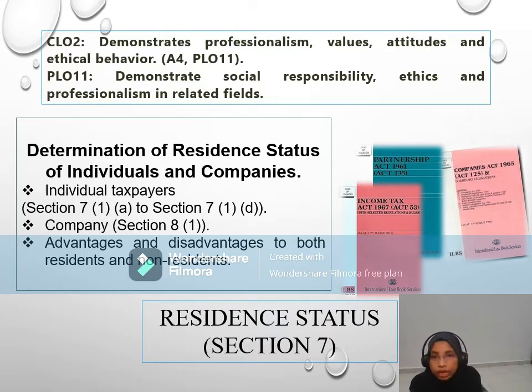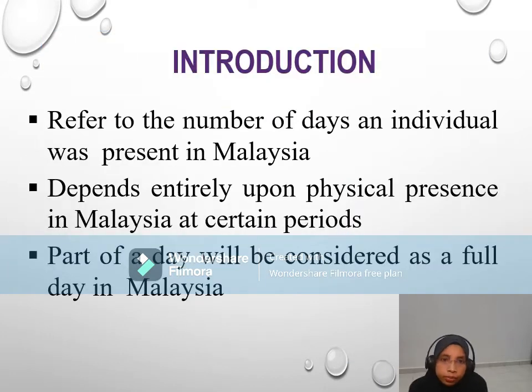For chapter 2, we will cover individual taxpayers, which is under section 7(1)(a) to section 7(1)(d), company section 8(1), and advantages and disadvantages to both residents and non-residents. So that is the introduction for this chapter. It refers to the number of days an individual was present in Malaysia. It depends entirely upon physical presence in Malaysia at certain periods. Part of a day will be considered as a full day in Malaysia.